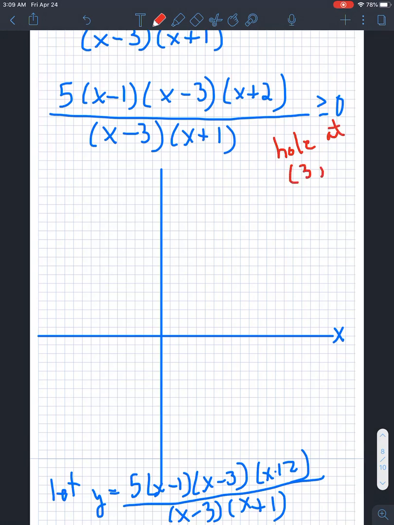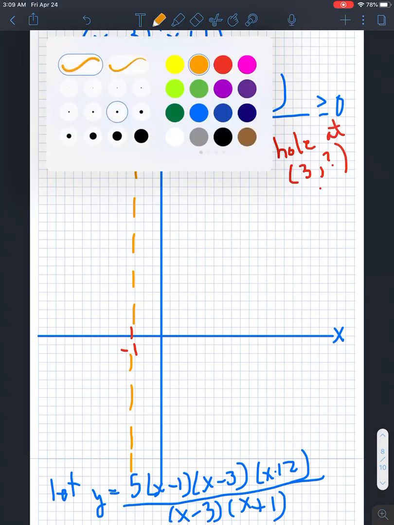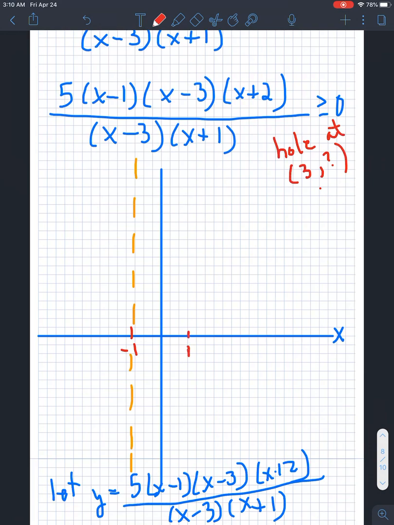3 comma something. I might not have to worry about where that comma something is because all we really care about is whether it's positive or negative, above the x-axis or below the x-axis. So I'm not going to worry too much about that. I know I have an asymptote at x is negative 1. I have a 0 at x is positive 1. I have a 0 at x is negative 2.